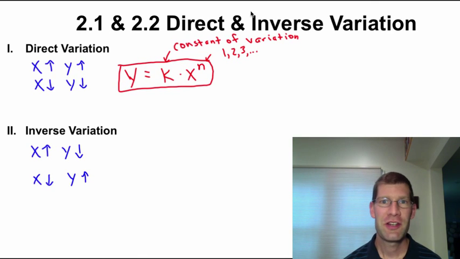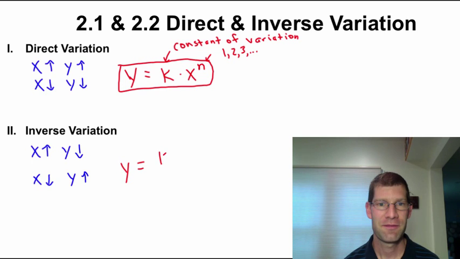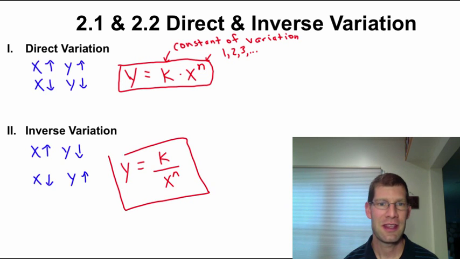So the general equation that you're always going to use for the inverse variation ones is going to be y equals k divided by x to the n. Because if you have a division problem like this, now when x goes up, y is naturally just going to go down.